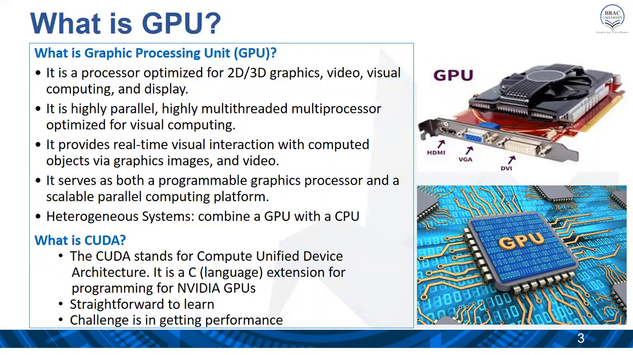GPU provides real-time visual interaction with computed objects via graphics images as well as videos. GPU serves as a programmable graphic processor as well as a scalable parallel computing platform. It also acts as a heterogeneous system. That means it combines a GPU with a CPU.